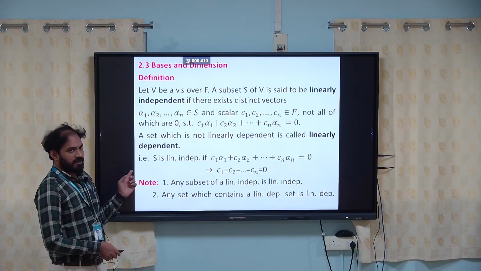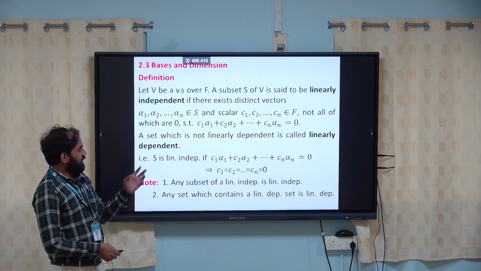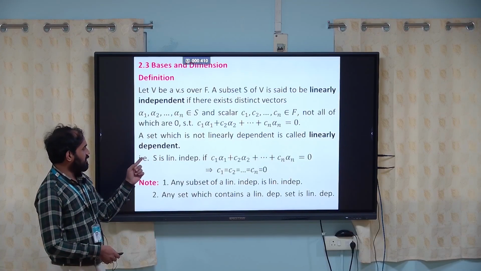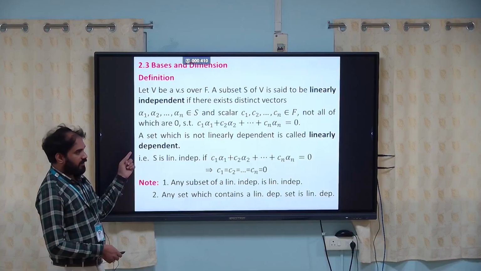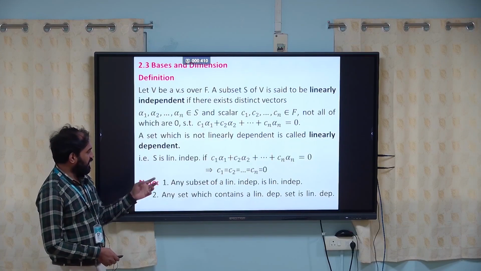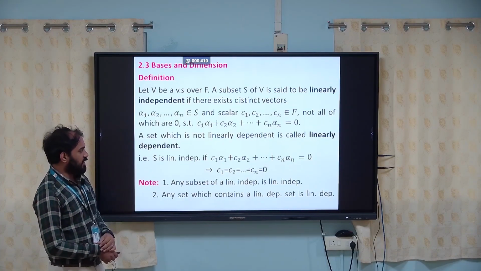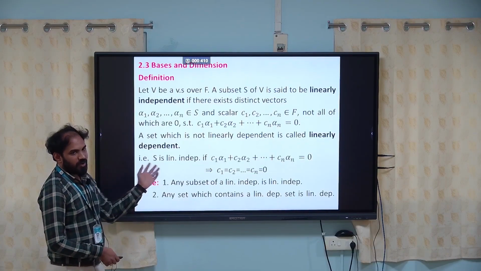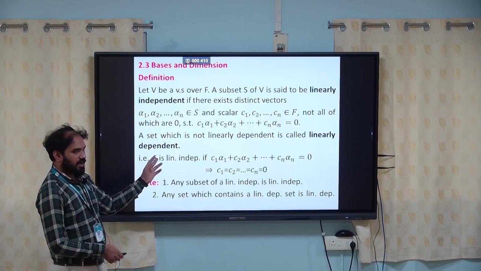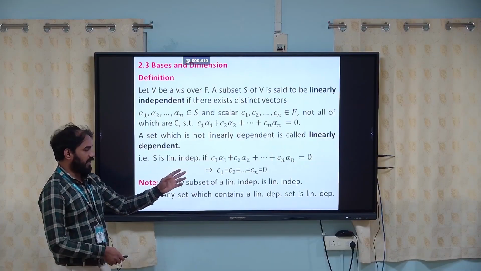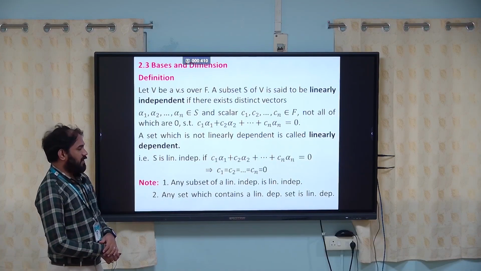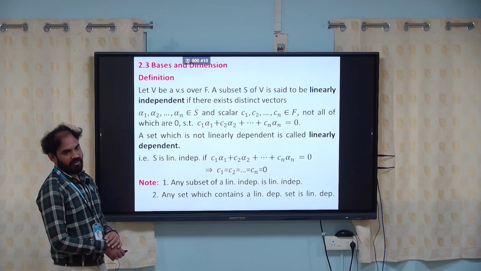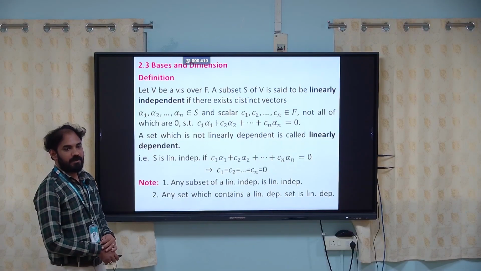Let V be a vector space over F. A subset S of V is said to be linearly independent if there exist distinct vectors alpha 1, alpha 2, up to alpha n belonging to S and scalars C1, C2, up to Cn belonging to F, not all 0 scalars, such that the linear combination is 0. That is C1 alpha 1 plus C2 alpha 2 up to Cn alpha n equal to 0. If this condition is satisfied, these vectors alpha 1, alpha 2, up to alpha n are said to be linearly independent.